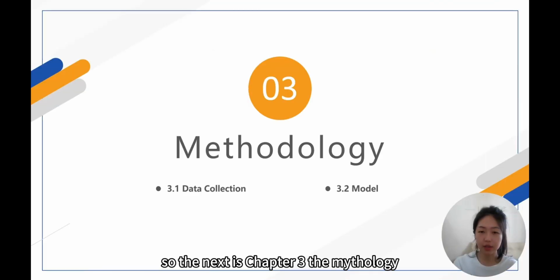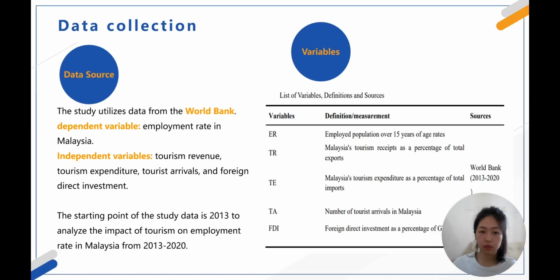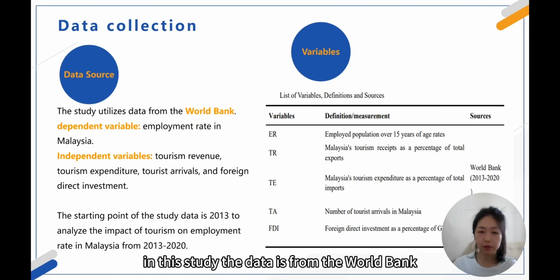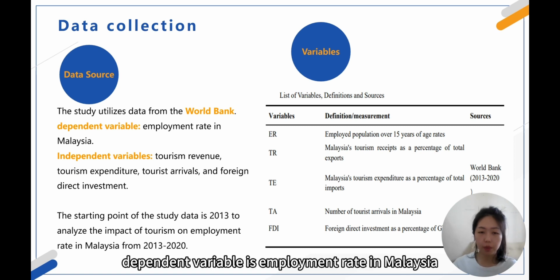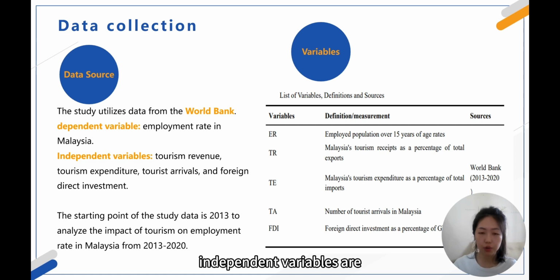So the next is Chapter 3, the methodology. In this study, the data is from the World Bank. Dependent variable is employment rate in Malaysia. Independent variables are tourism revenue, tourism expenditure, tourist arrivals, and foreign direct investment. And our study encompasses the period from 2013 to 2020. And the right table is the list of variables and their definitions. There are the abbreviations ER, TR, TE, TA, and FDI.